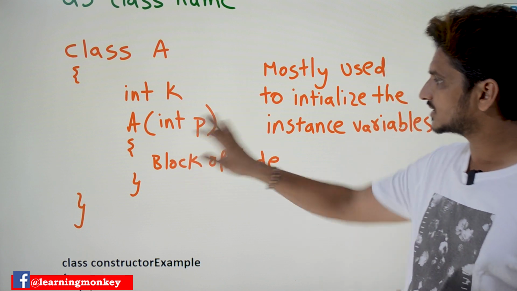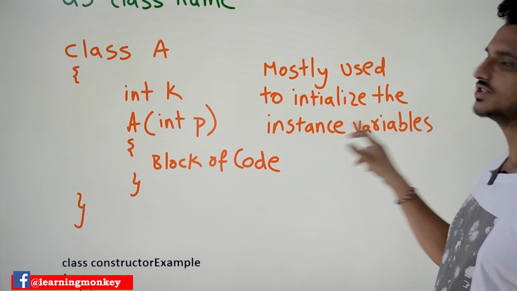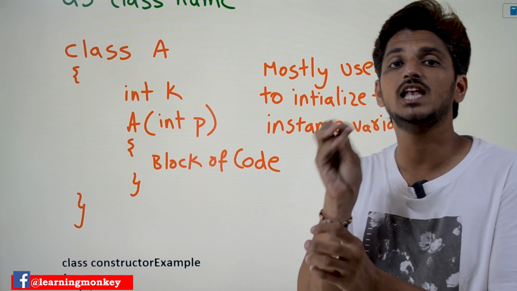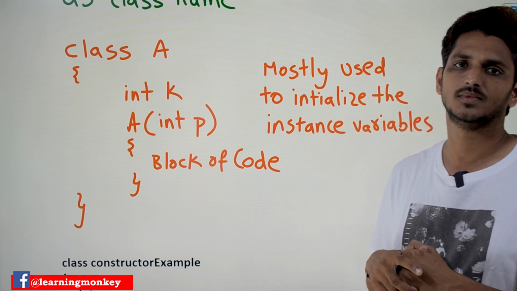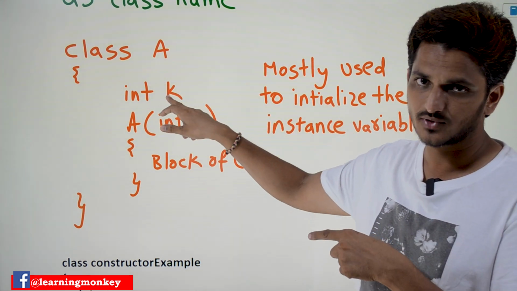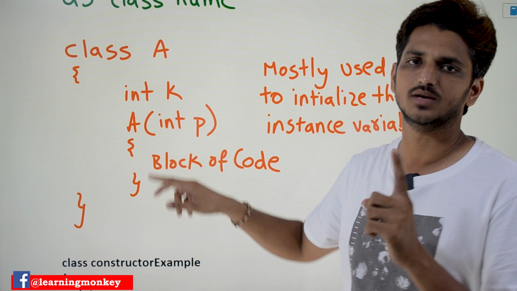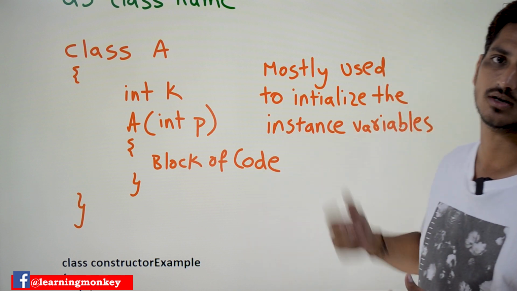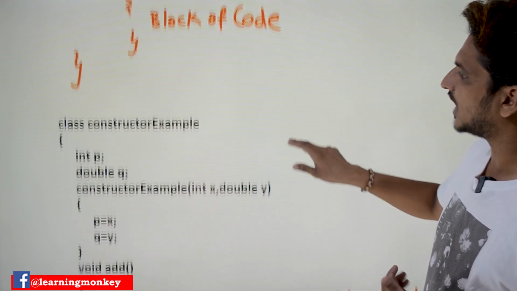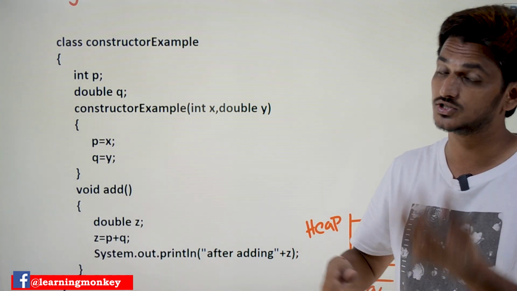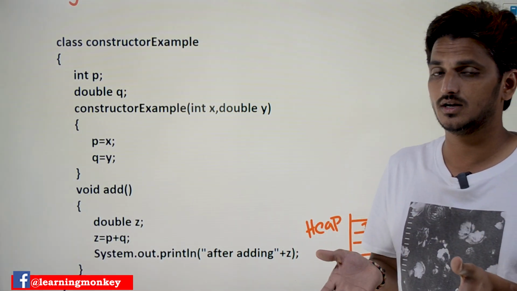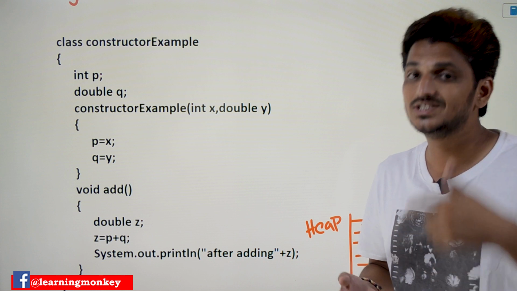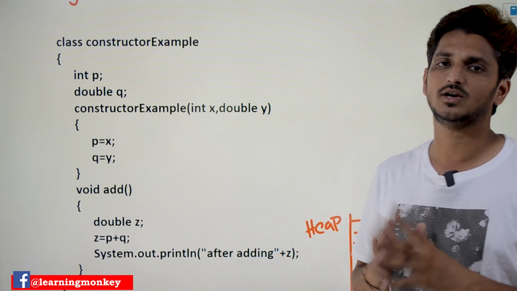Mostly constructors are used to initialize the instance variables. Initialization means assigning values to instance variables. How many instance variables are there here? k, one instance variable. In order to initialize it, meaning assigning some value to the instance variable, we are going to use constructors. We'll take one big example and understand the execution and memory allocation step by step. Because this is the first time we are discussing constructors, you need to have that visualization so that you can easily write the code and understand the programming concepts better.